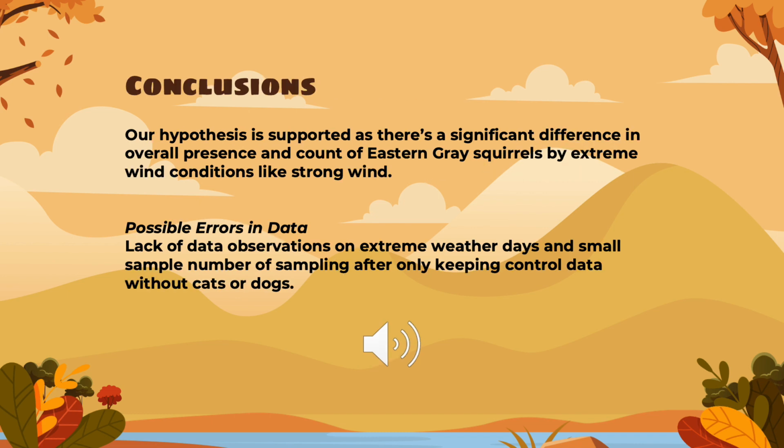Our concluding remarks include that our hypothesis is supported through our results. There is a significant decrease in overall count of eastern gray squirrels due to extreme wind conditions like strong wind. Some possible errors in data include small sample numbers that will result in biased results and lack of field testing on extreme weather days. Future steps would be to repeat and increase sample numbers to confirm our results and see updated and changing counts. Another future step is to have wooden shelters installed that have an uptake in strong winds to help unstable eastern gray squirrel populations.